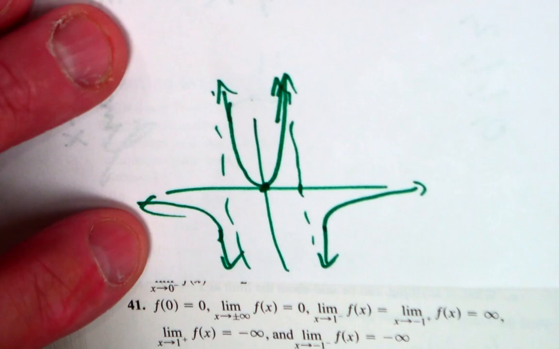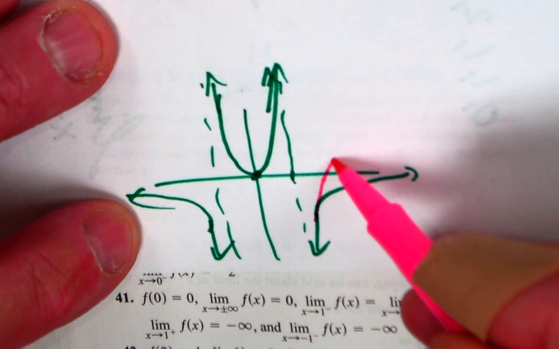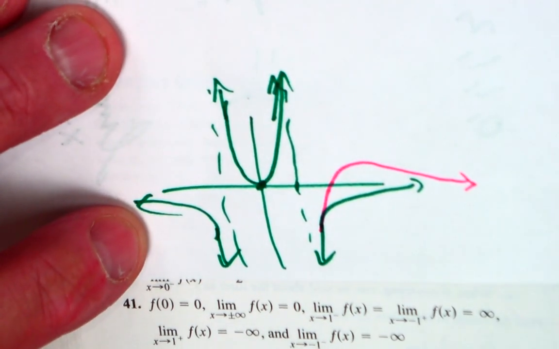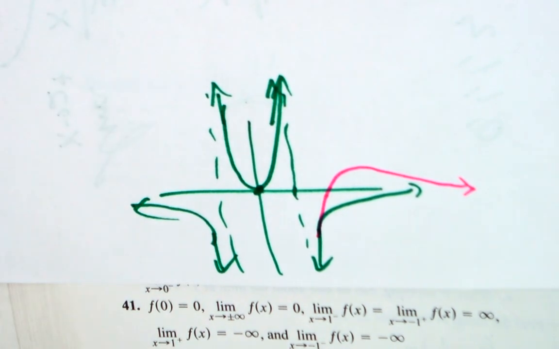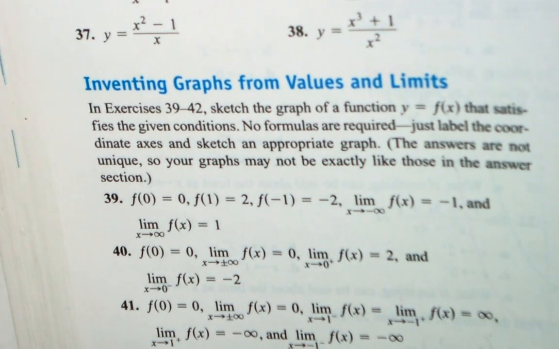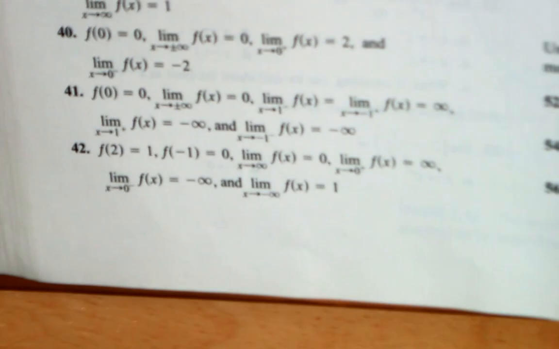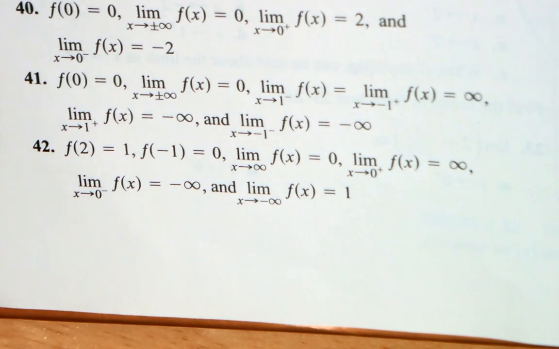There are some other things that could happen, but it does need to end like this. It could actually even do this. It could come up and do this. We don't know, but it's at least going to end horizontally. That was 41, right? Yeah. Let's do 42. F of 2 is 1, F of negative 1 is 0.